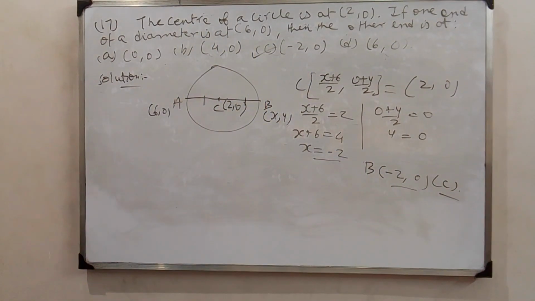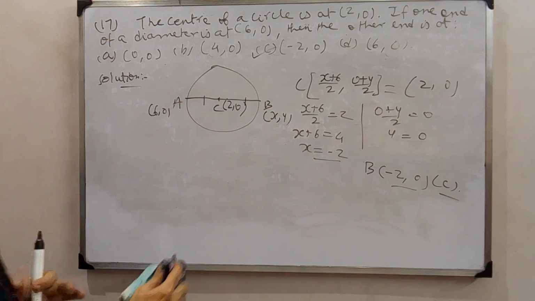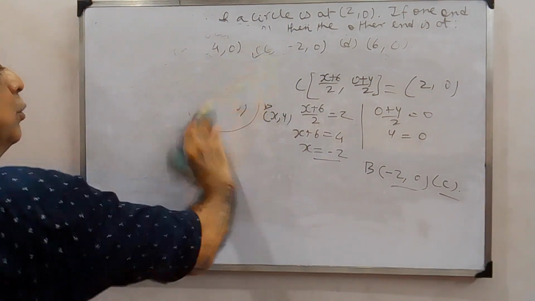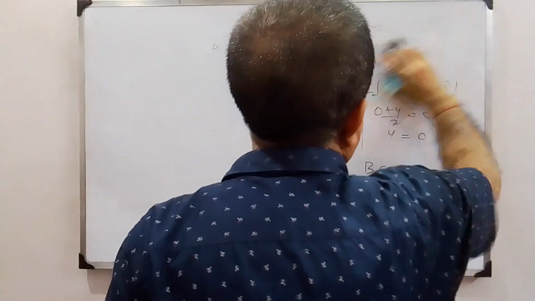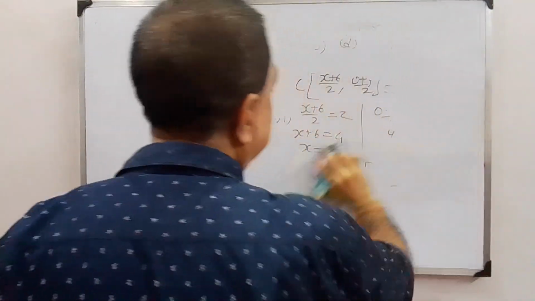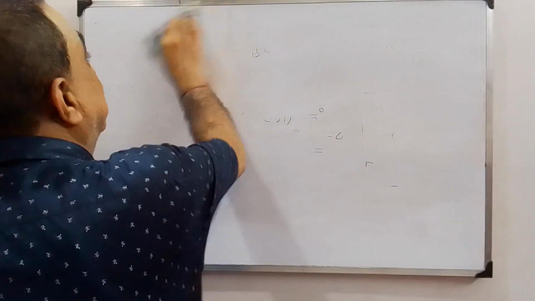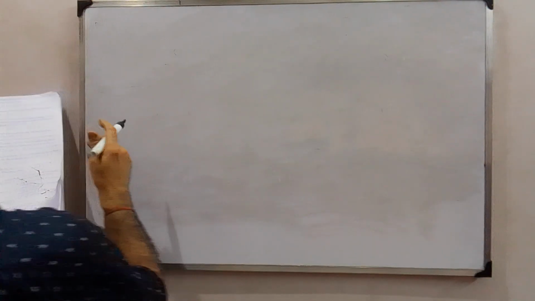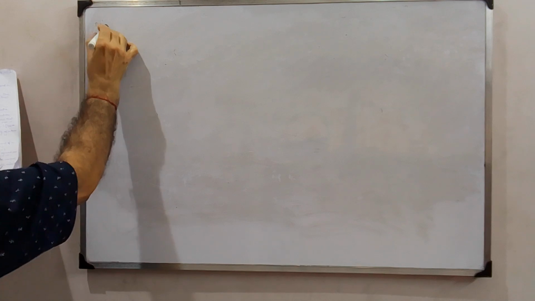Now I am doing question number 18. I am writing question number 18 on the board. What is question number 18 saying? The question is like this, I am writing the question on the board.